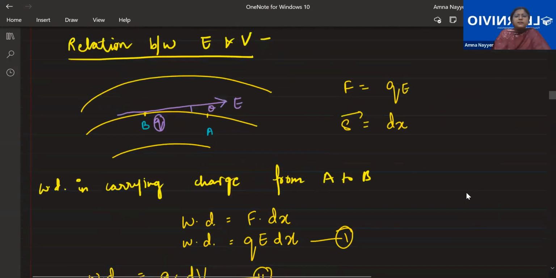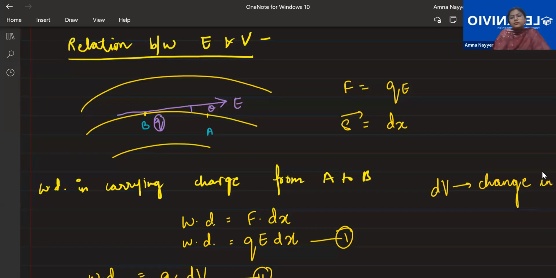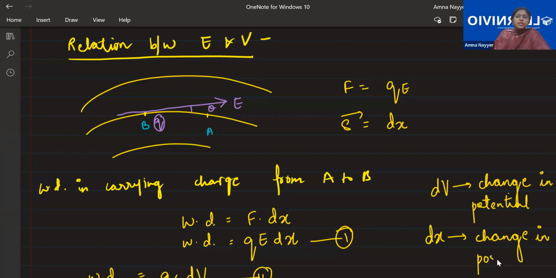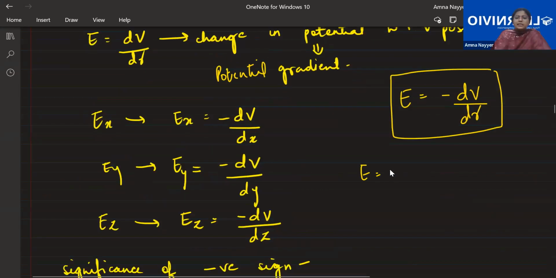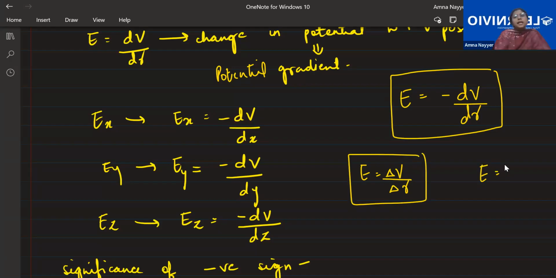Where dV is the change in potential, and dx is the change in displacement. Basically, this is the change in position. So if the change is significant, you can write this as delta V by delta R also. Or sometimes V by R also works as a formula.